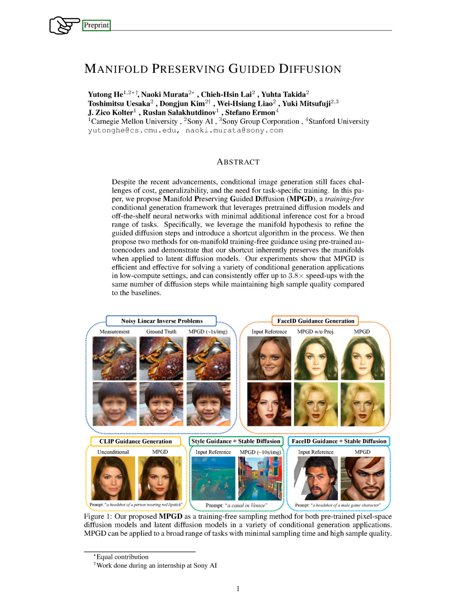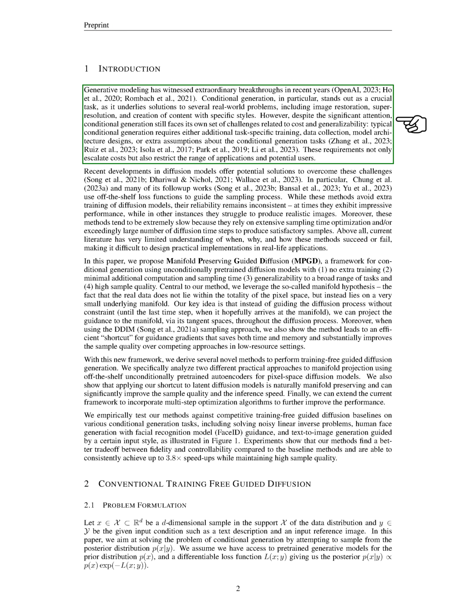Section. Introduction. We're going to talk about a fascinating area of machine learning called generative modeling. In recent years, this field has made some incredible strides. One area that's particularly interesting is conditional generation, which is a key component in solving real-world problems like image restoration, super resolution, and creating content with specific styles.